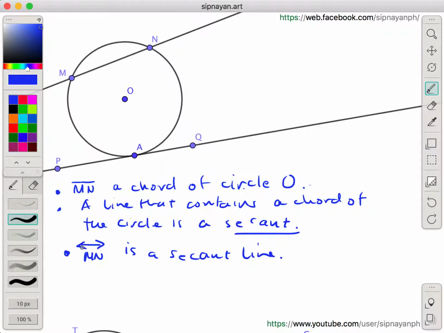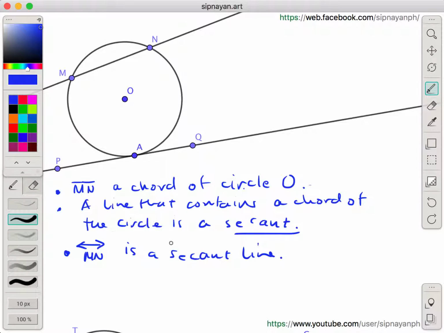This is the symbol for a line. So when you put it above two letters, you are talking about the entire line. But if you put this bar above two letters, you're only talking about this segment, from here to here. It is a chord because, as we said in the previous video, a chord is a segment that connects two points on the circle. So this is chord MN, this is segment MN, and this is also line MN. Okay, so I think the difference between a chord and a secant is clear.